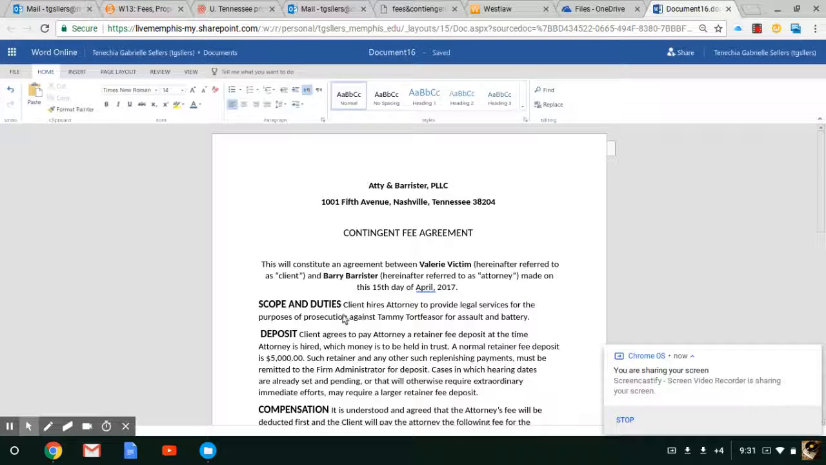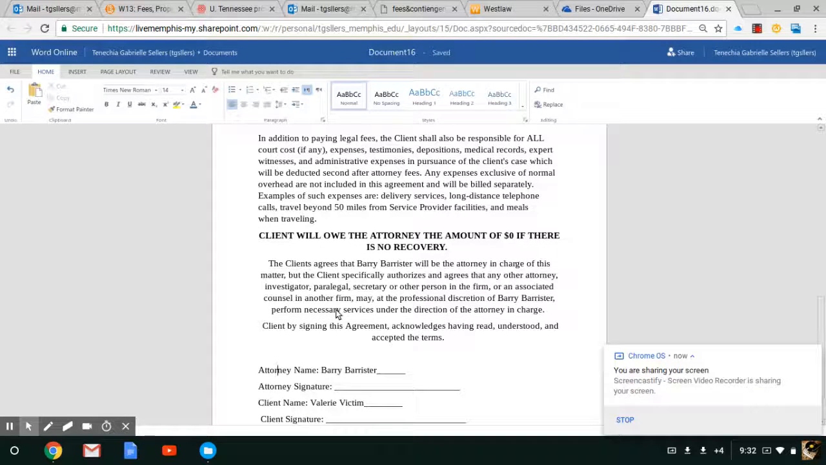In the section on scope and duties, basically what this section is describing is the duty of the attorney to the client, Valerie Victim, which is to provide legal services for the purpose of prosecution against Tammy Tortsfister for assault and battery.